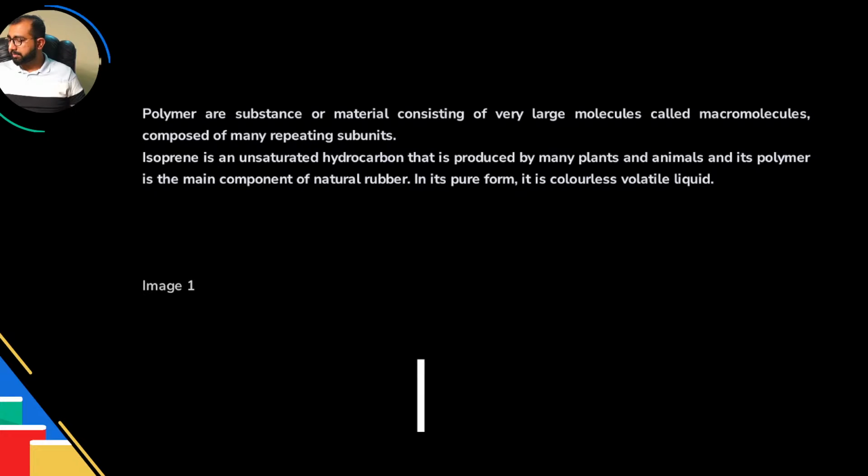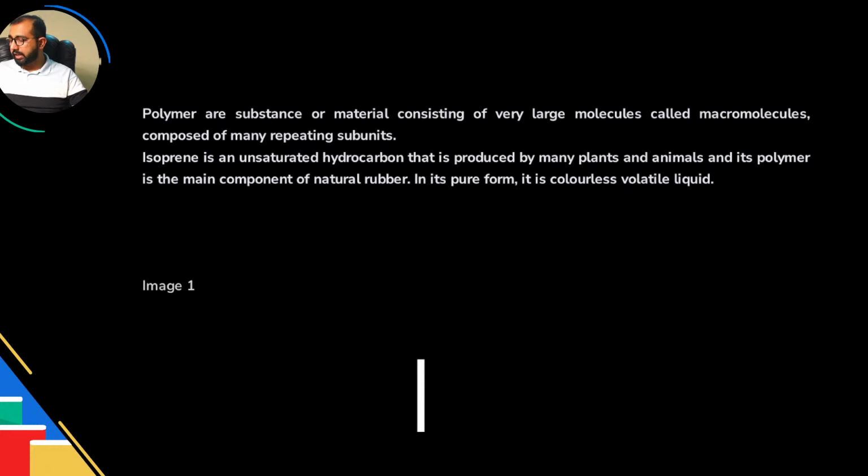Polymers are substances or materials consisting of very large molecules called macromolecules. That's a technical term. Composed of many repeating subunits. So repeating subunits, you should be able to identify them. We know that polymers are of 2 categories, condensation and addition, and that is all the knowledge that should be coming to you when you read this.